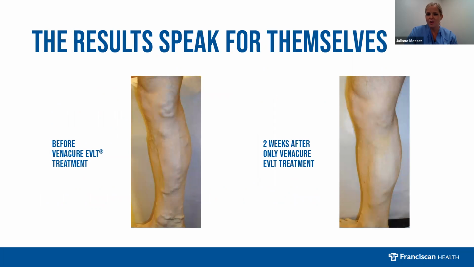So just a few pictures that help show that, the results speak for themselves. The picture on the left is a patient before therapy who has these large bulging varicose veins. And obviously it's the inner portion of the leg, which is a common location for those veins to develop. And then on the right is a picture after the VenaCure EVLT. It shows you that they took care of the source of the problem, so you no longer have those large unsightly veins.